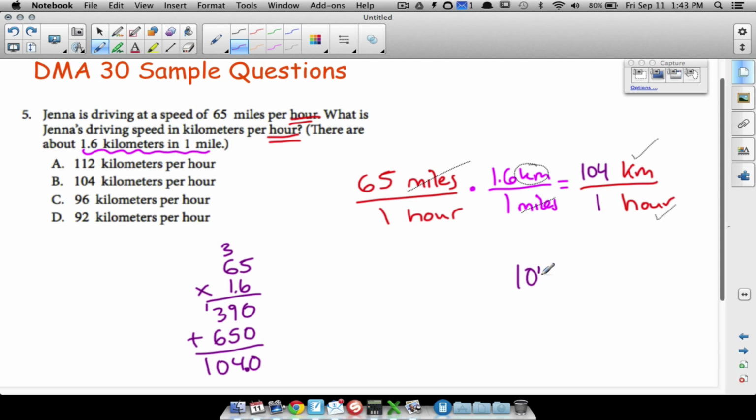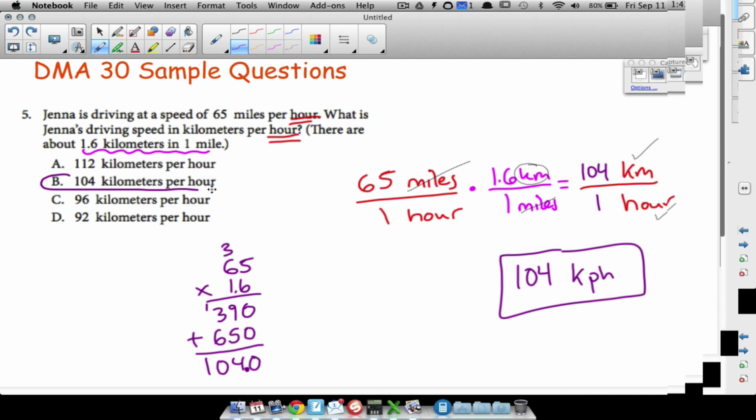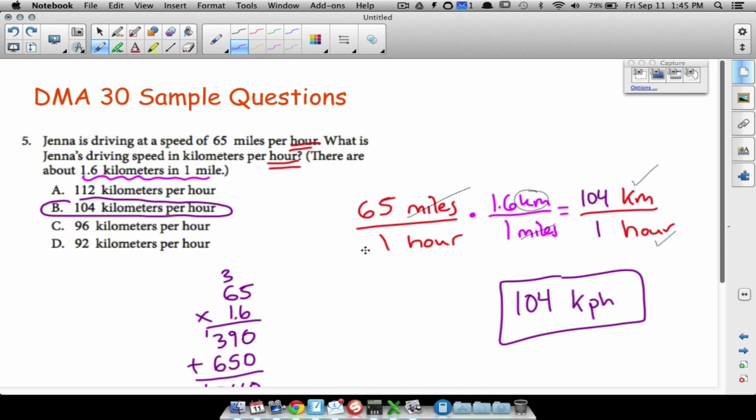Therefore, a nice way to write this answer is 104 kilometers per hour. I have seen it written like that, but over here they write out the whole words, kilometers per hour. So our final answer there will be B. But there you have it.